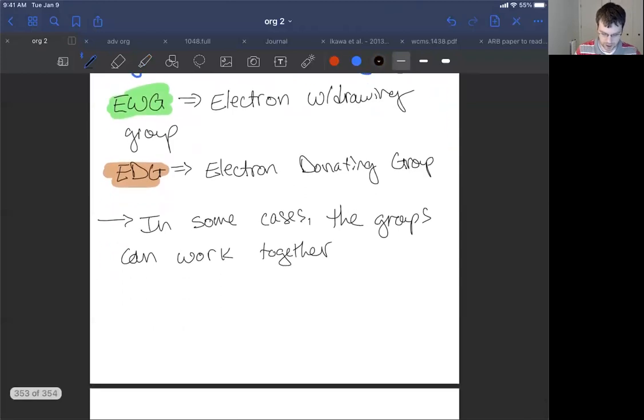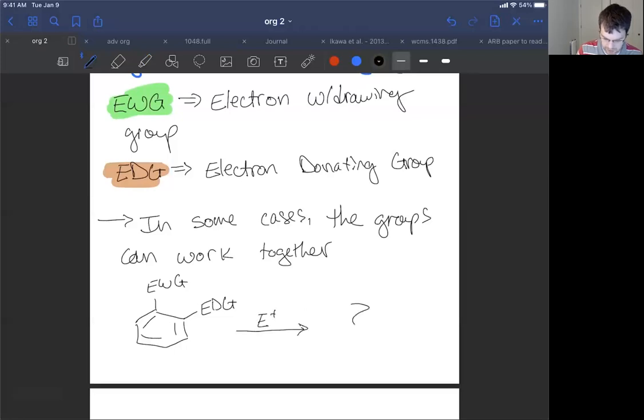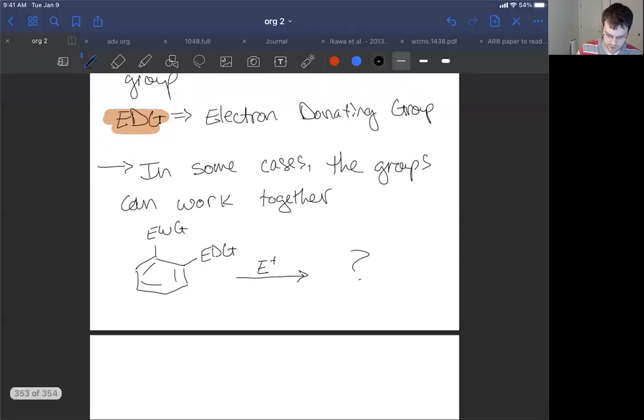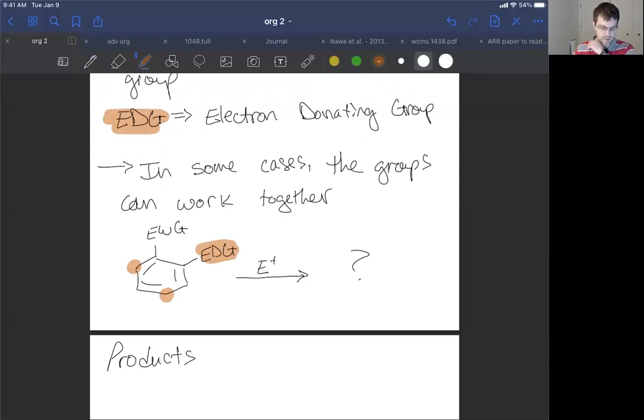Okay, so let's predict the products. We're going to keep this super general. Let's have an electron withdrawing group up here, and then ortho to it, we'll put an electron donating group, and we'll add an electrophile to this, and ask what the products are. First, let's recognize that the electron donating group right here is going to activate the meta positions, which are here and here.